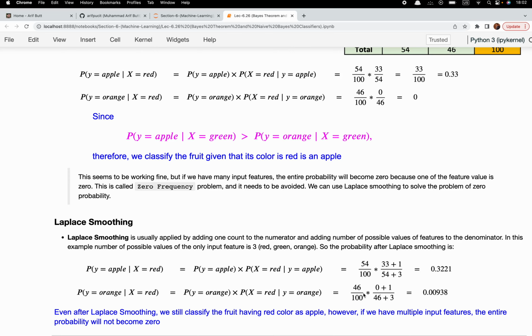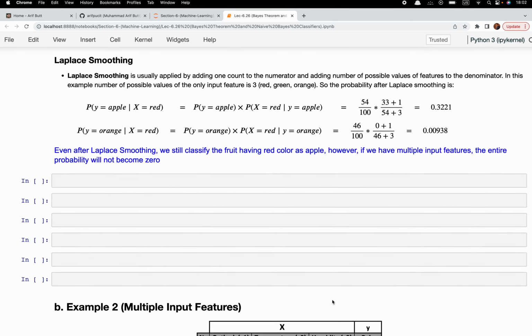And I hope this zero frequency problem and Laplace smoothing is clear to you all. We will of course keep applying this Laplace smoothing in the rest of the data sets as well for better understanding. Let's move ahead.